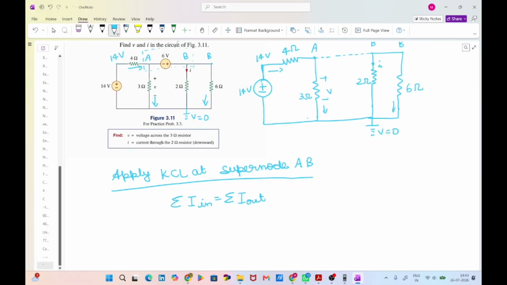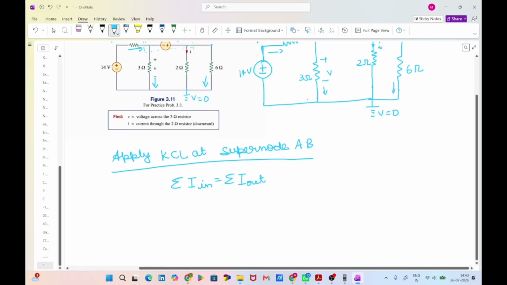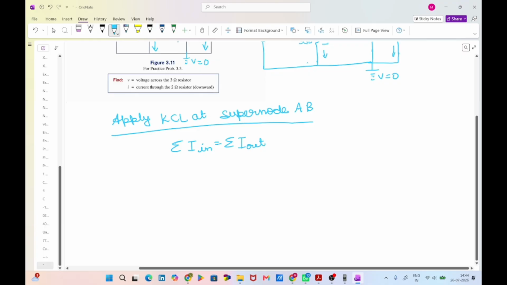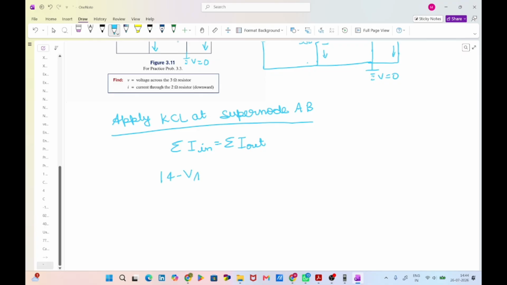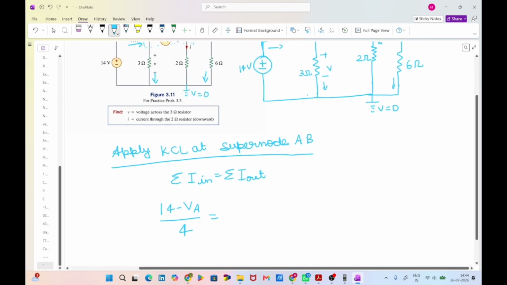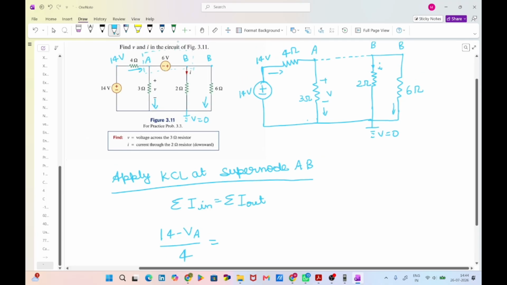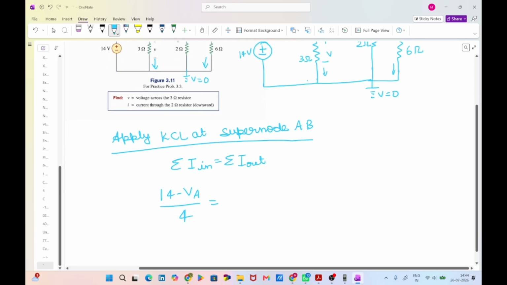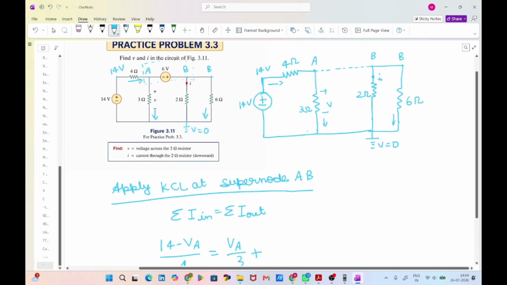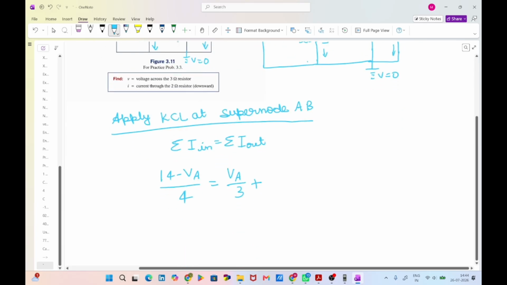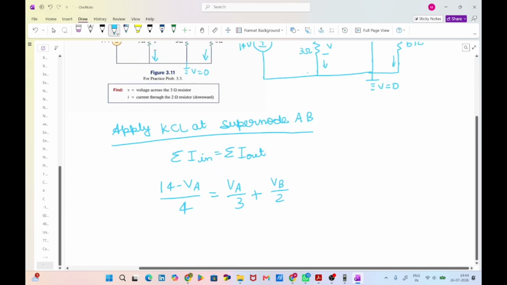Let's mention here 14 minus VA divided by 4 is equal to the current leaving: VA minus 0 by 3, that is VA by 3, and then plus VB by 2, and then plus VB by 6.